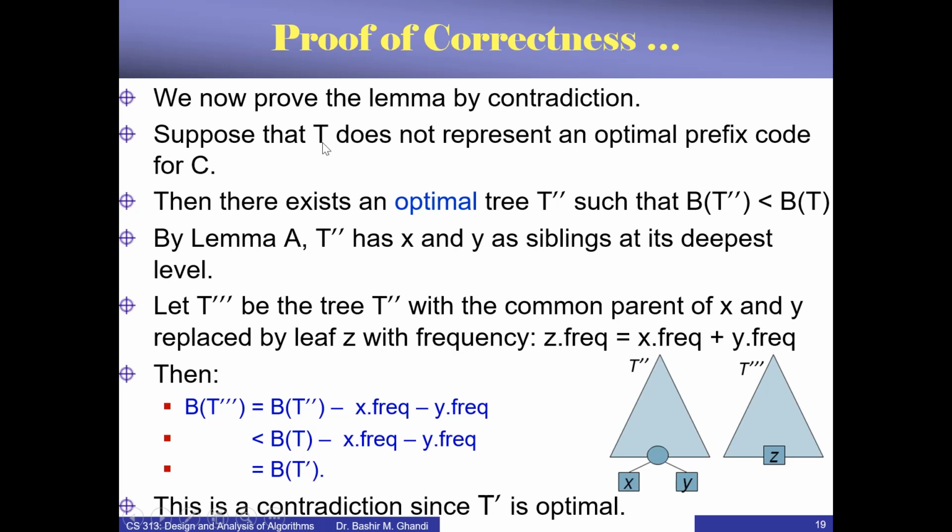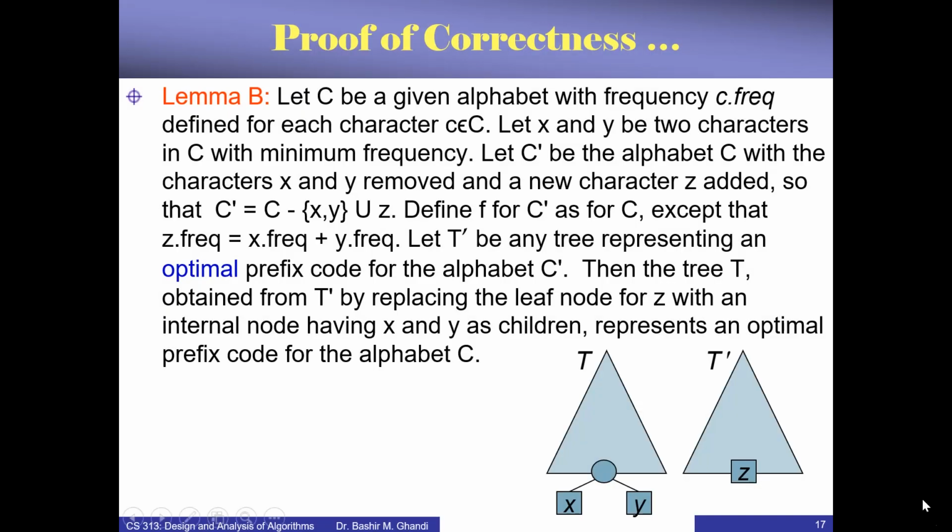So what this means is that actually T is optimal. This is the proof by contradiction. Therefore, this proves that the Huffman algorithm actually has an optimal substructure property. If this is optimal, then so is this. This is what we have just proved. And therefore, greedy algorithm in fact satisfies the optimal substructure property.